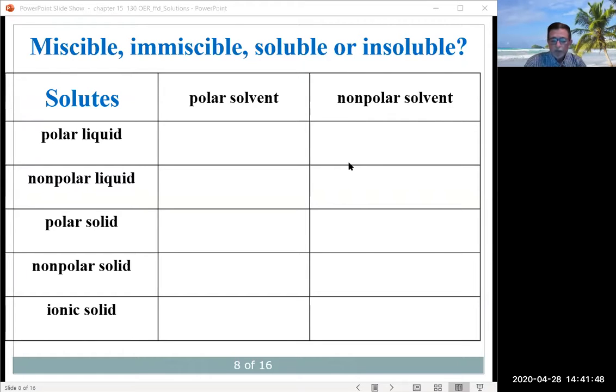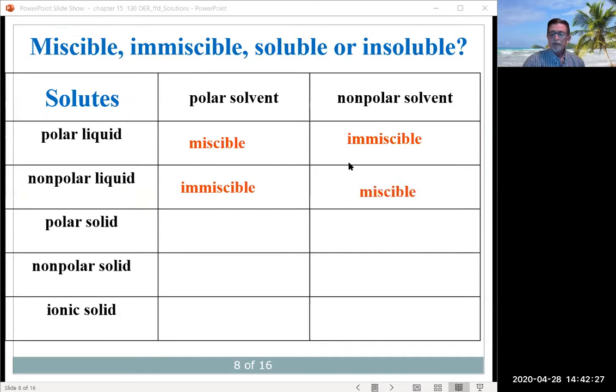Now, the same is true with liquids, obviously, when we talk about polarity, but the difference is we use the terms miscible and immiscible for liquids, and soluble and insoluble when we're dealing with solids and liquids. So the first one, we would call miscible because we have a polar liquid and a polar solvent. And immiscible because we have a polar liquid and a nonpolar solvent. A good example there would be oil and water. We know it doesn't mix, two separate layers. Nonpolar liquid, immiscible. Nonpolar liquid and nonpolar solvent, miscible.